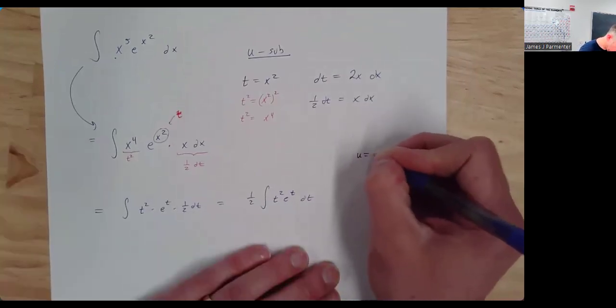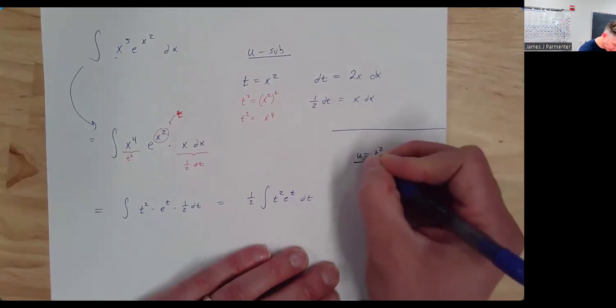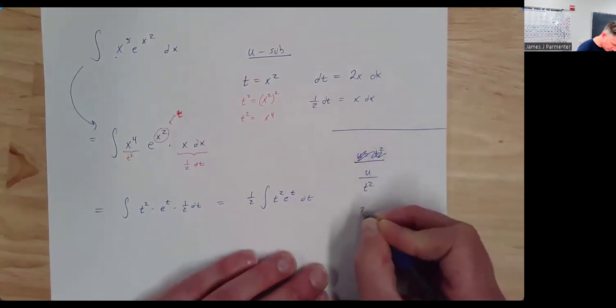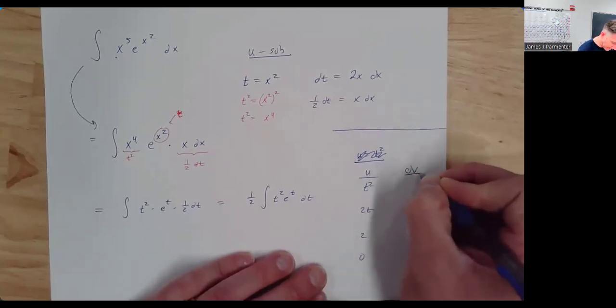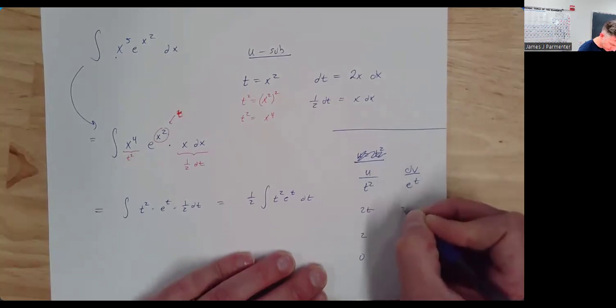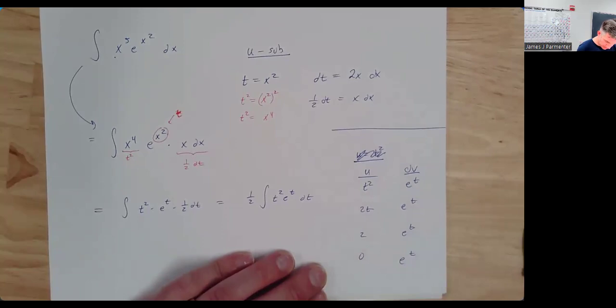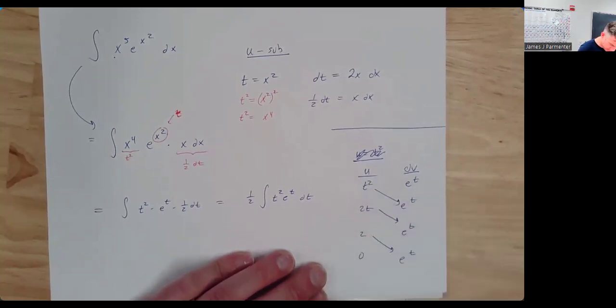My u is going to be t squared. Its derivatives are 2t, 2, and 0. My dv is nice. It's going to be e to the t. The antiderivatives are always just e to the t. So I'm going to get plus that, minus that, plus that.